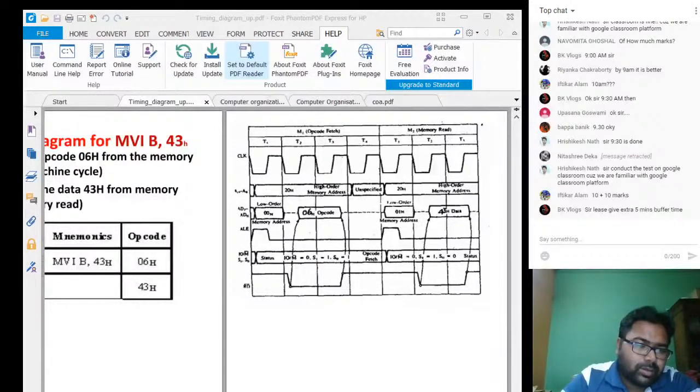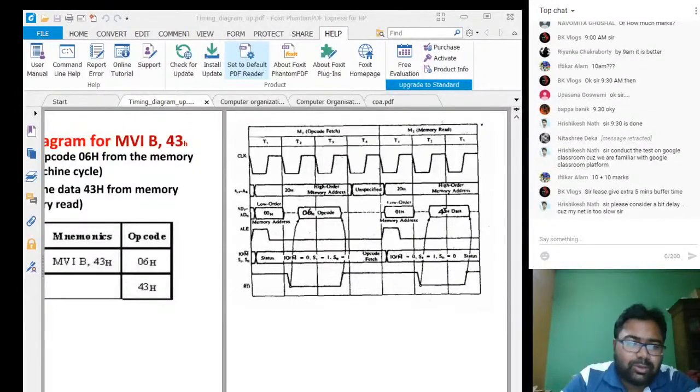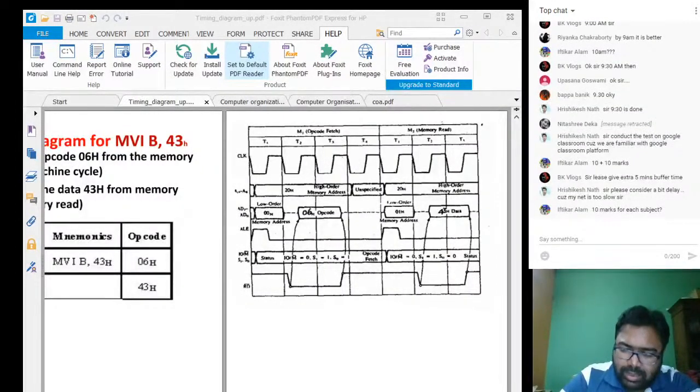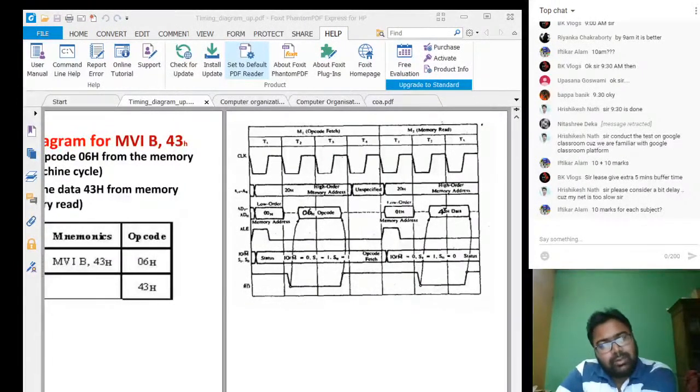So 5 minutes buffer time I am giving. 10 questions MCQ, you don't require more than 10 minutes, so I'm giving 15 minutes. Okay, so by default there will be 10 MCQs you have to answer, and the time will be 15 minutes. So first 15 minutes, then I think there will be a break of 5 to 10 minutes, and then you will get the second test for COA.